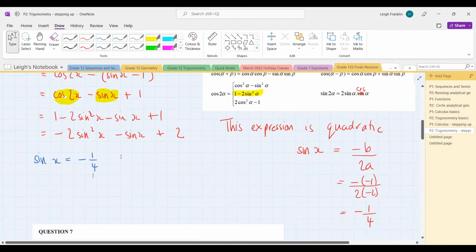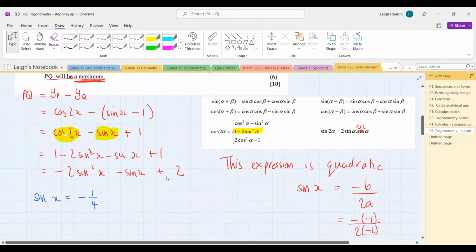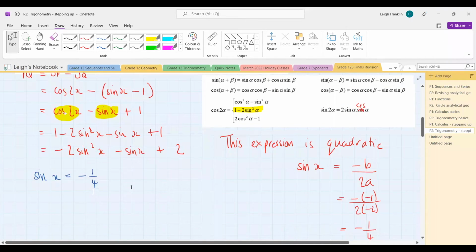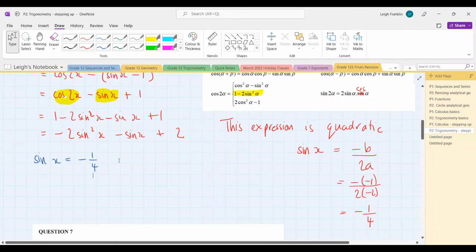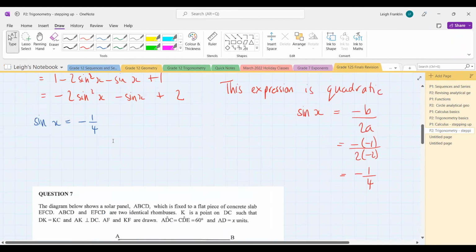Now what we've got to do is find out where this is happening on this graph. When y, or the output, or our ratio is negative 1/4, that is when the length of PQ will be at a maximum. So we can now calculate the angles where this is going to happen. What I would recommend at this stage is calculating your reference angle.